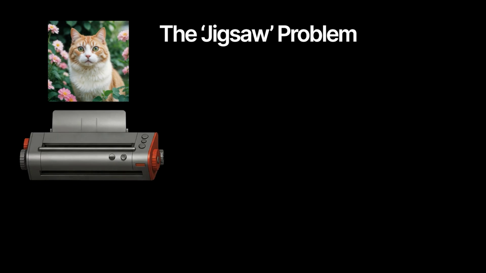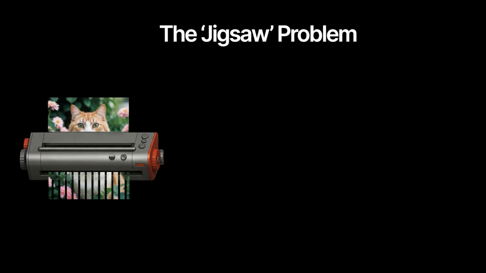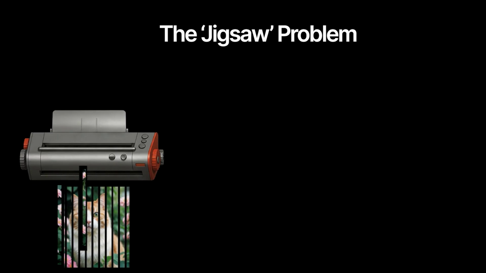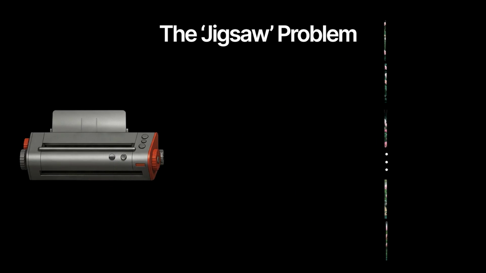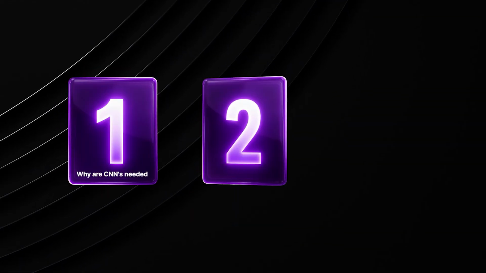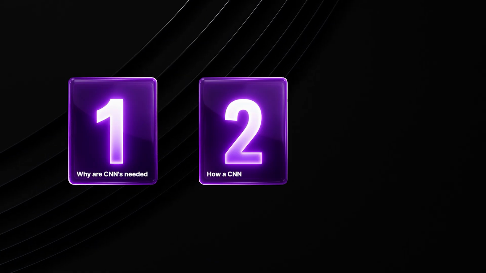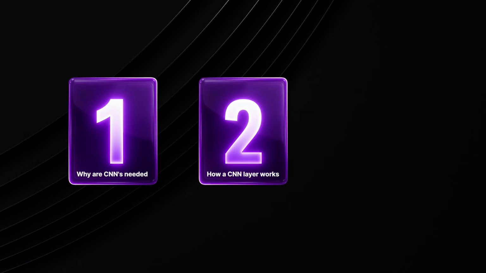The second problem is that flattening an image is like putting a photograph through a paper shredder and then trying to tell what the picture was. Flattening scrambles that neighborhood information, and the AI has to work incredibly hard to relearn which pixels are neighbors. Whereas CNNs understand proximity right out of the box. This brings us to our second part of the video. How does a CNN layer work?